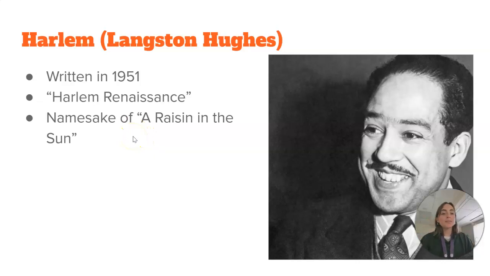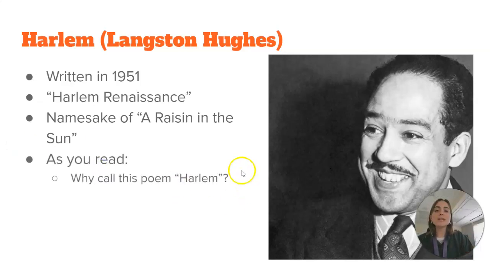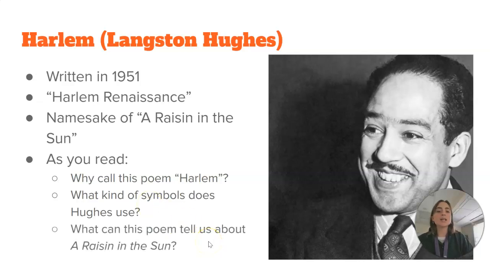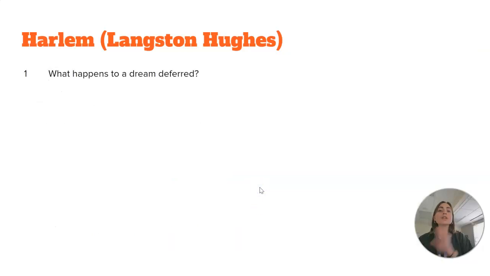So why are we talking about the poem Harlem? It's because it's actually the namesake for A Raisin in the Sun. So right at the beginning of our play, you'll actually see the poem written here. And we're going to read it today together, and you'll see how it's related to A Raisin in the Sun. As we read, think about, why is this poem called Harlem? What kind of symbols is Langston Hughes using? And what can this poem tell us about our play, A Raisin in the Sun? So first we're going to read through the poem, and then we'll talk about what it means.